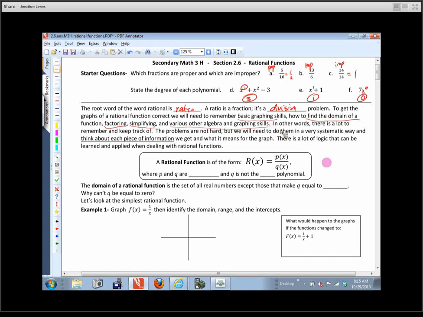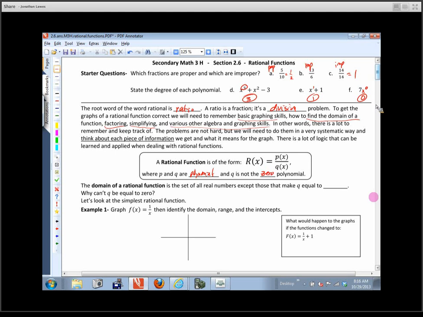A rational function looks like this. I used a capital R of x to represent that we're talking about a rational function, and then I've got a P of x and a Q of x. Both P and Q are polynomials. So it's basically a fraction that has a polynomial on the top and a polynomial on the bottom, but I've got to be a little bit careful. Whatever's on the bottom cannot be the zero polynomial. I can't have a zero in the denominator.